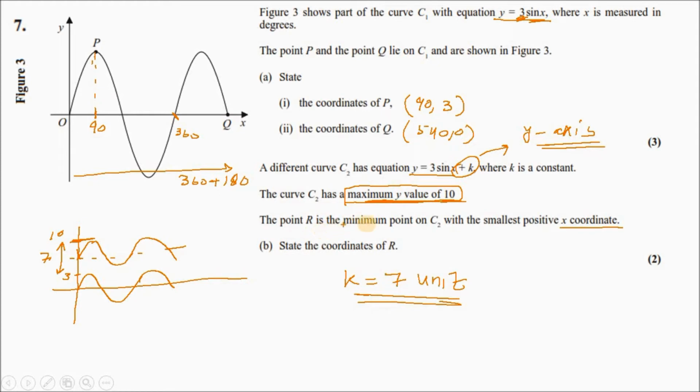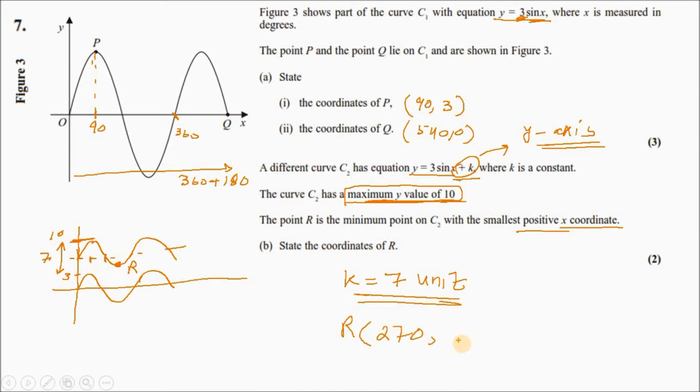Now, the point R is the minimum point on the curve C2 with the smallest positive value of x. So you see where the minimum point of the curve with the smallest positive x is. The minimum value of the curve is this, which is R, point R is here, and you need to write the coordinate of this R. Clearly, you can see that this is the lower value, and this is the quarter of the curve, which is 90, 180, and 270. So the x coordinate of R will be 270, comma, y value.